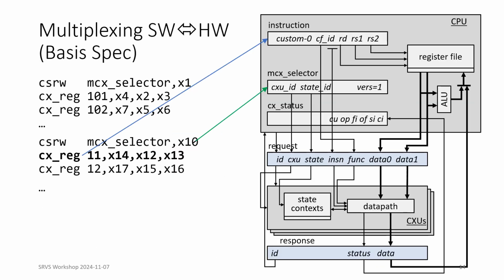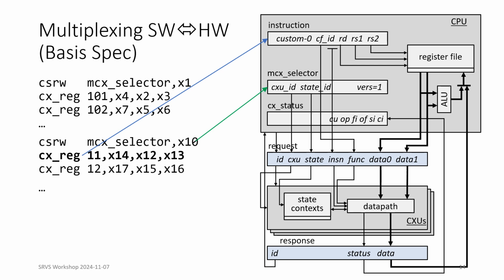This diagram illustrates this process. Running the code on the left, we've just moved the value of x10 into the CX selector, and now we're executing the CX reg custom instruction that follows. This creates a CX request comprising the CXU-ID and state ID from the CX selector, the raw instruction and function code of the instruction, and two source data operands from the register file.